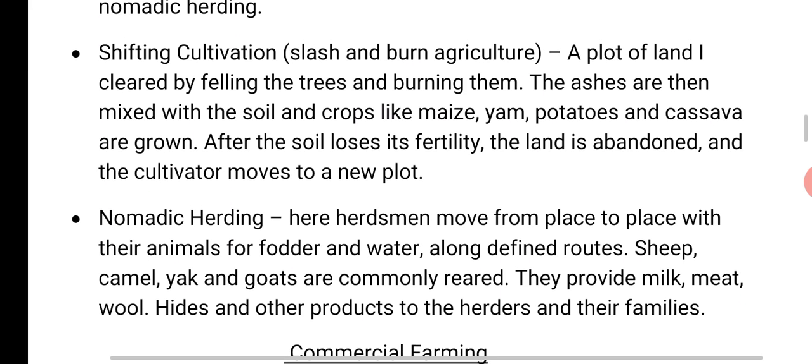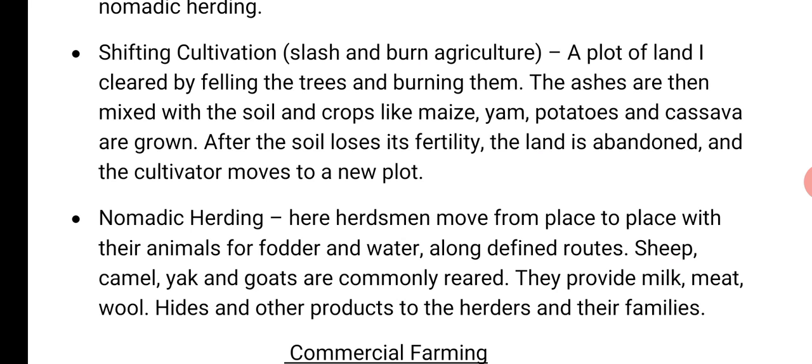But once again, let me repeat. Shifting cultivation, it is also called slash and burn agriculture or jhum cultivation. A plot of land is cleared by felling the trees and burning them. The ashes are then mixed with the soil and crops like maize, yam, potatoes and cassava are grown. After the soil loses its fertility, the land is abandoned and the cultivator moves to a new plot.